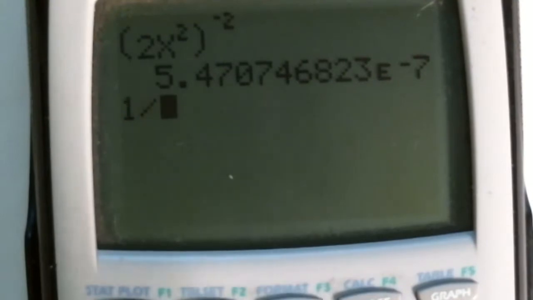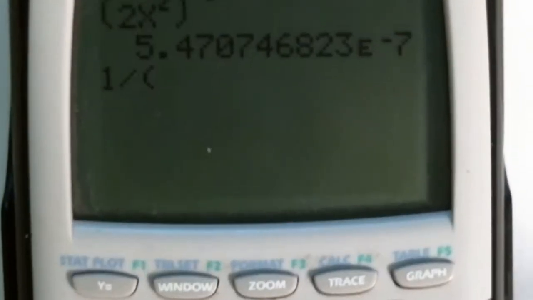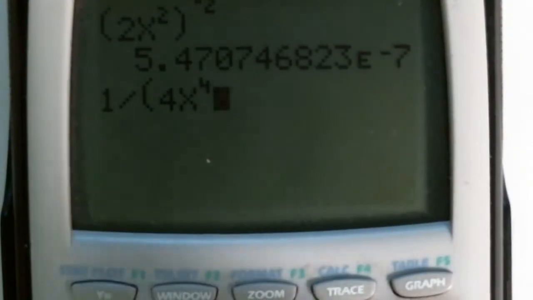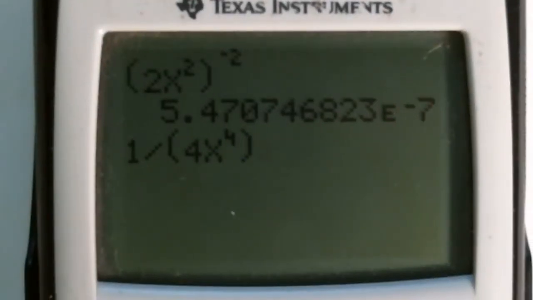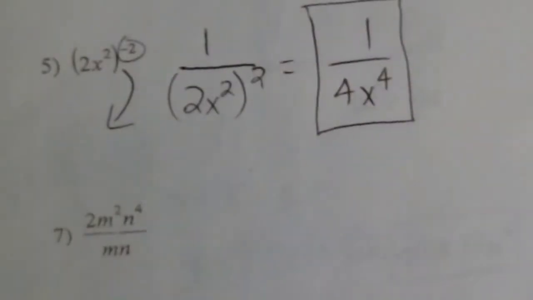Okay, 1 divided by, now if you guys remember my last video, this is crucial. If you have more than one thing in the denominator, you got to put all that mess in parentheses. So 4x raised to the 4th, drop my cursor back down. All of that has to be in parentheses, okay? That better be the same thing as 5.4. There you go. Bam. We did it right. Love it. Move on to the next problem.